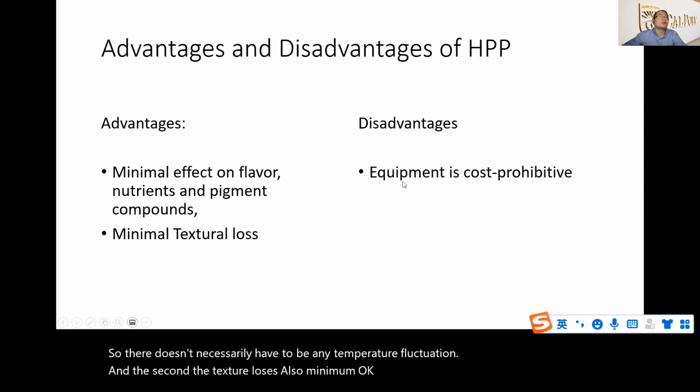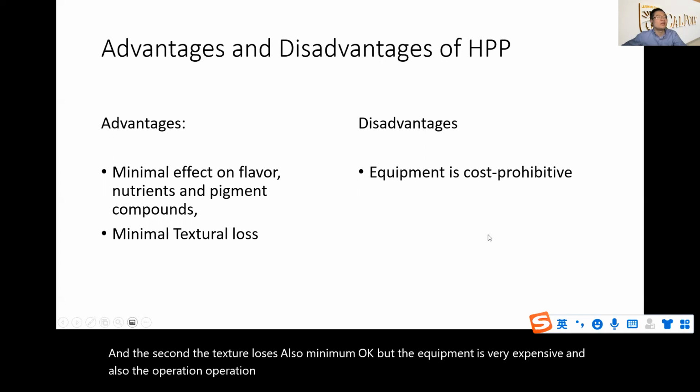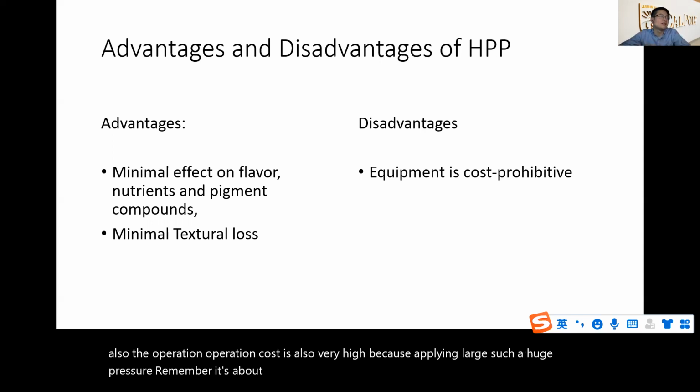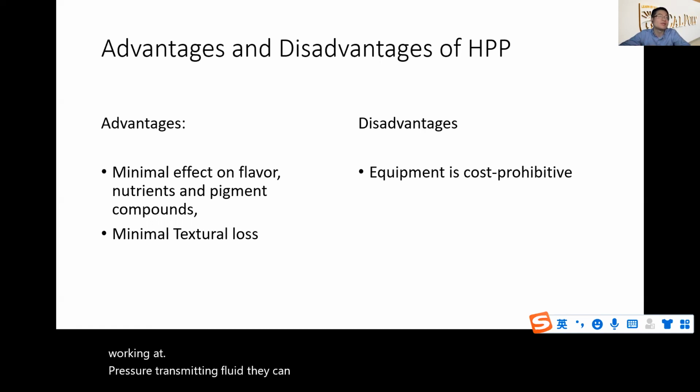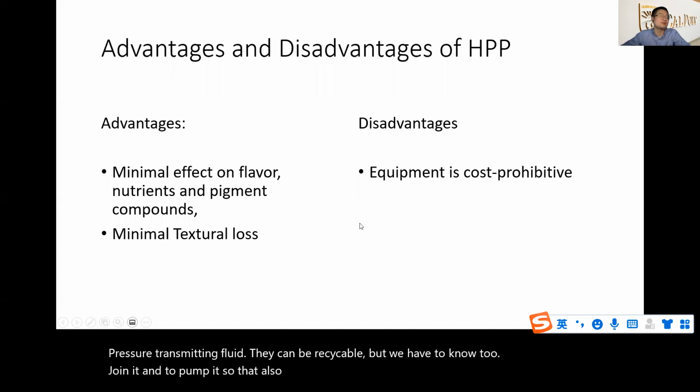But the equipment is very expensive, and the operation cost is also very high because applying such a huge pressure, remember it's about 200 megapascal, costs a lot of energy. And also we need energy to load water and drain water. Although the water can be recyclable, since it's just working as the pressure transmitting fluid, we have to drain it and pump it. So that also costs some energy as well. So that's HPP.